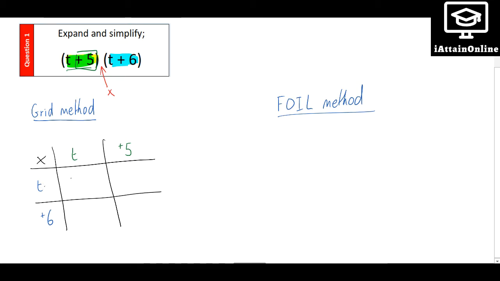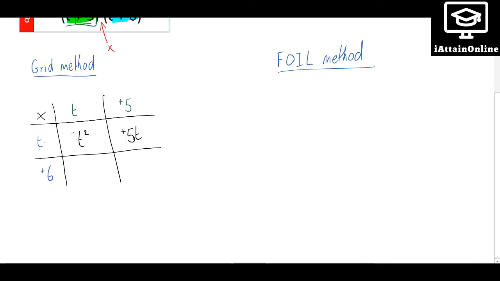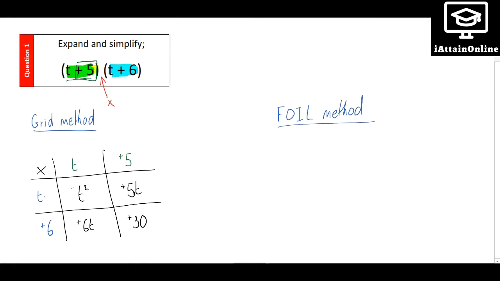In this box here, I'm doing t multiplied by t, which gives you t squared. In this box, I'm doing t times positive 5, not t add 5. A common mistake people might make is writing t add 5 here. Remember, that's a positive number. So t times positive 5 gives you plus 5t. Then in this one down here, we're doing positive 6 times t, which gives you 6t. And then positive 5 times positive 6 gives you positive 30. We have expanded that. We've done the first bit of the question, expanded. Now we need to simplify.